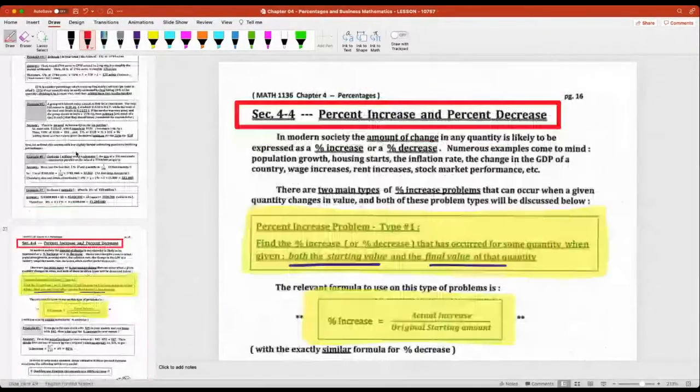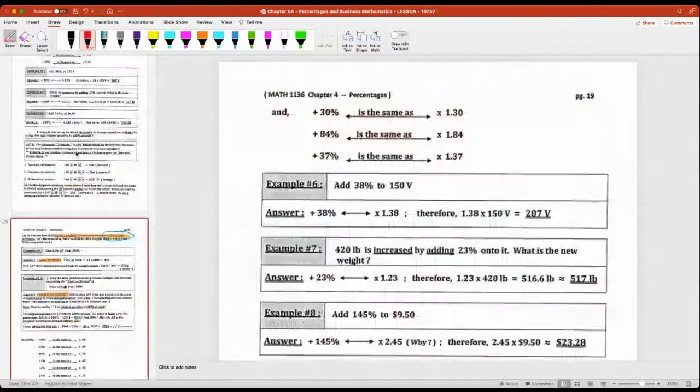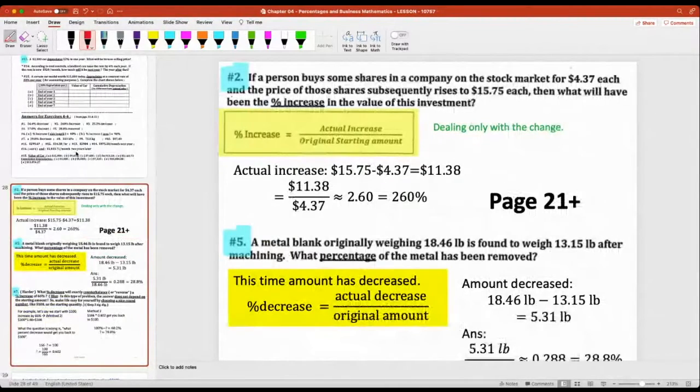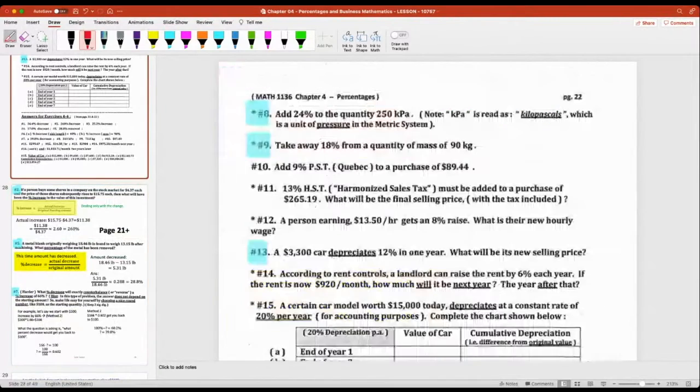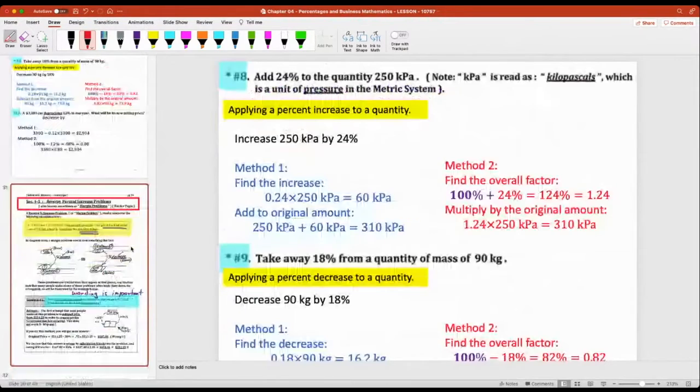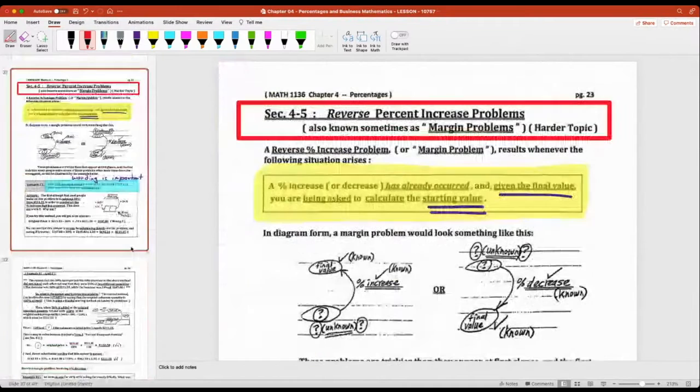All right, almost there. Page 23, for those wondering, page 23. In my notes, it would be a little bit later because I insert a whole bunch of stuff. So there's the notebook page, page 23. It's called reverse percent increase.